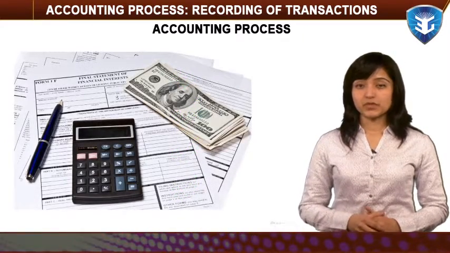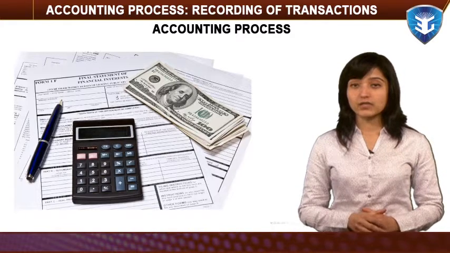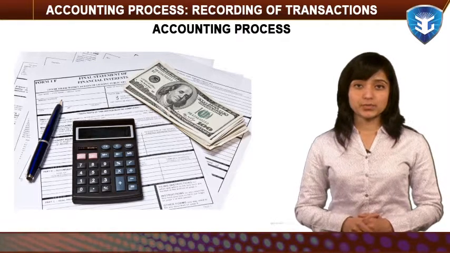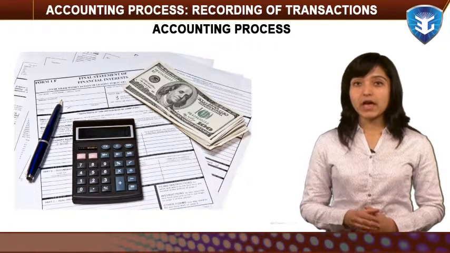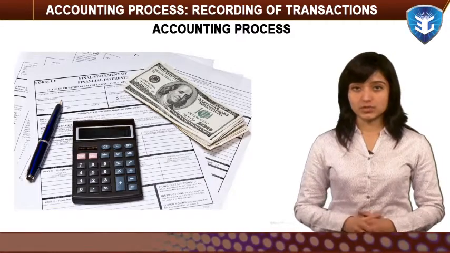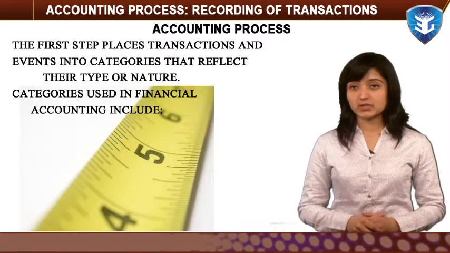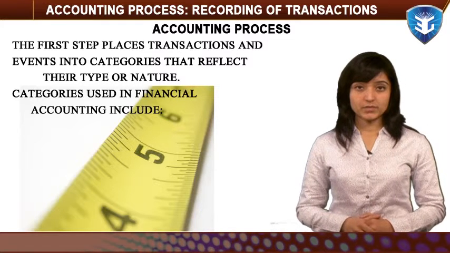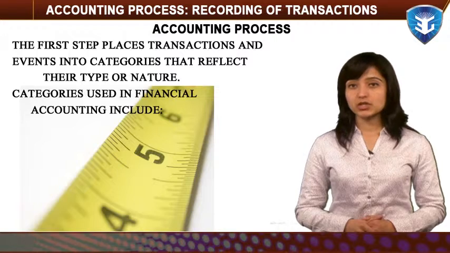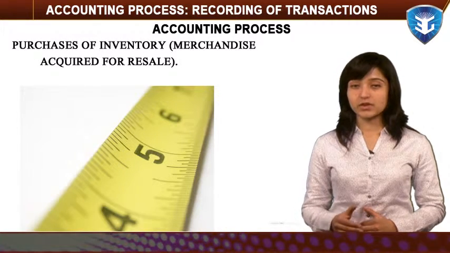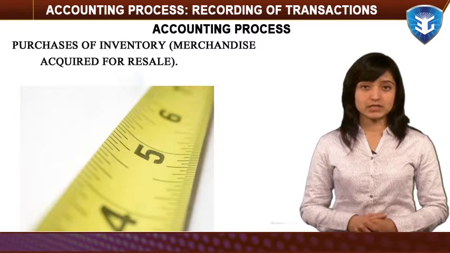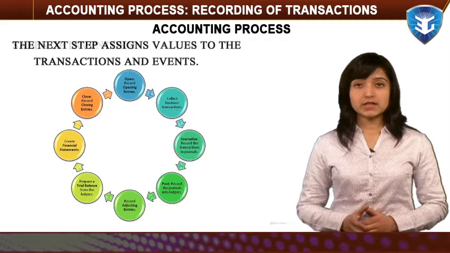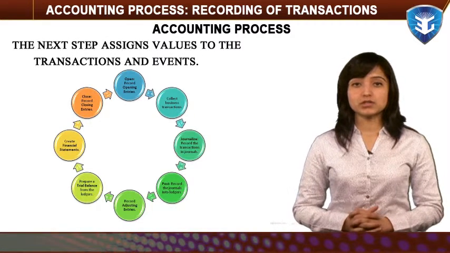Accounting process. The financial accounting process consists of categorizing past transactions and events, measuring selected attributes of those transactions and events, and recording and summarizing those measurements. The first step places transactions and events into categories that reflect their type or nature. Some of the categories used in financial accounting include purchases of inventory, merchandise acquired for resale, sales of inventory, wage payments to workers. The next step assigns a value to the transactions and events.